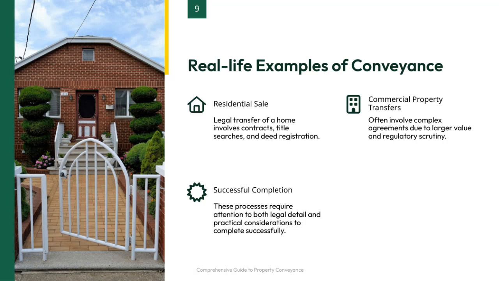When it comes to real-life examples of conveyance, the first one that comes to mind is a residential sale. This is where the legal transfer of a home occurs, and it typically involves several important steps, like drafting and signing contracts, conducting title searches to ensure the property is free of liens, and finally, registering the deed to officially record the new ownership. Next, we have commercial property transfers. These tend to be more complex due to the higher value of the properties and the increased regulatory scrutiny they face. The agreements involved here are often detailed and complicated, requiring careful negotiation and thorough legal review to navigate successfully.